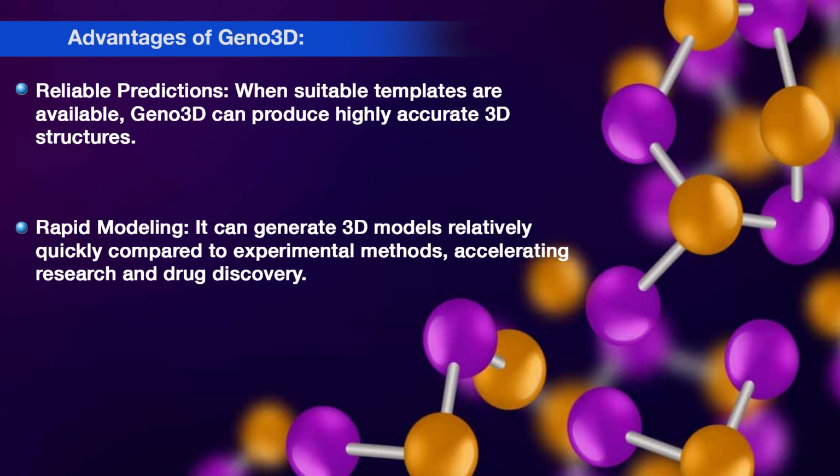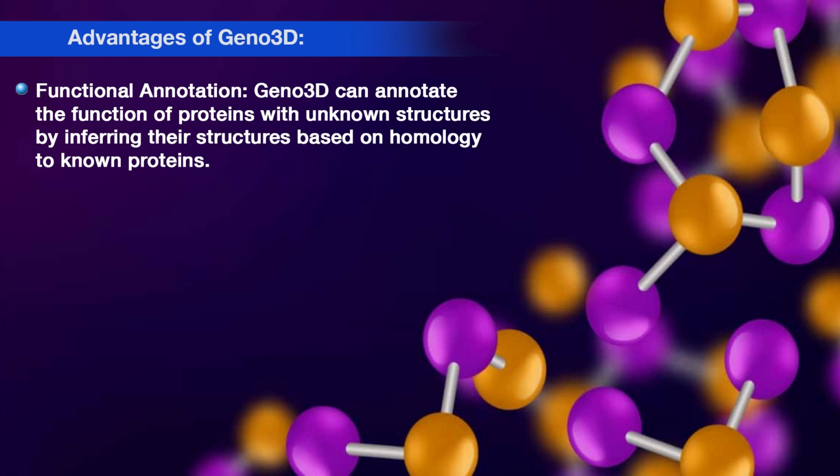It can generate 3D models relatively quickly compared to experimental methods, accelerating research and drug discovery efforts. Third one, functional annotation. Geno3D can annotate the function of proteins with unknown structures by inferring their structures based on homology to known proteins. So, a homology-based approach is taken to understand the function or structure of the protein.